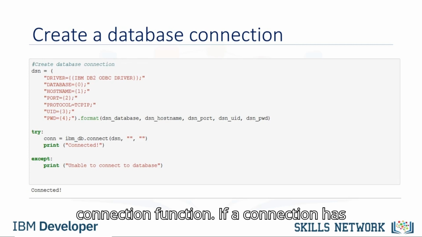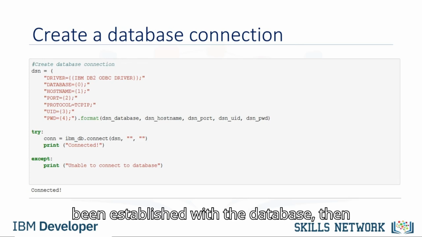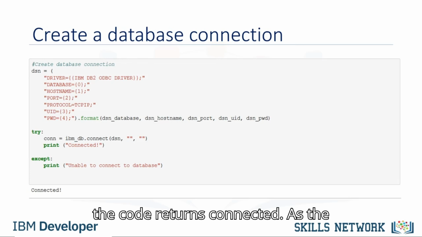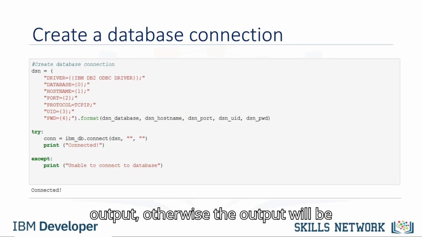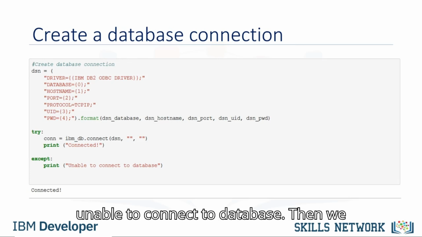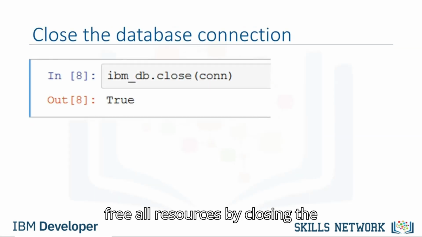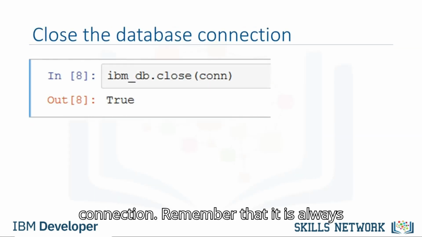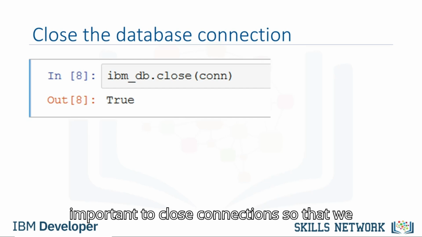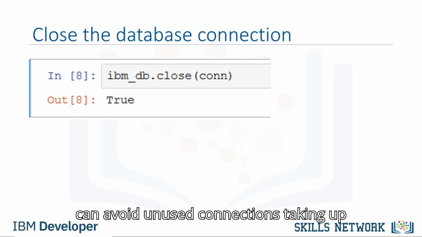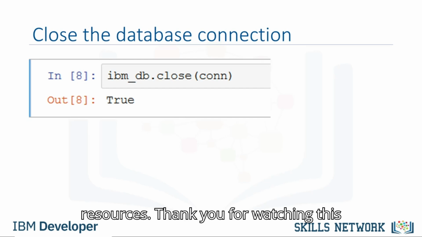If a connection has been established with the database, then the code returns connected as the output, otherwise the output will be unable to connect to database. Then we free all resources by closing the connection. Remember that it is always important to close connections so that we can avoid unused connections taking up resources.